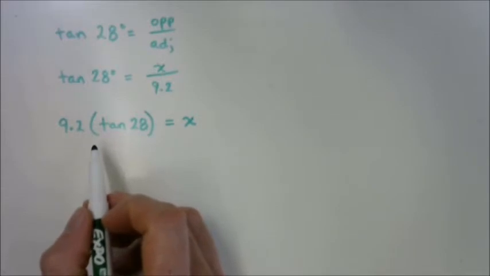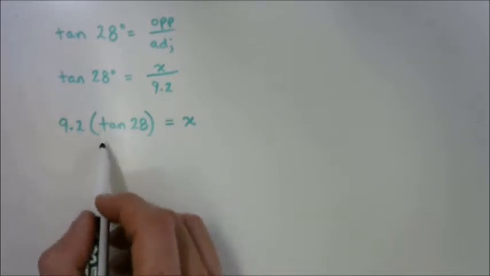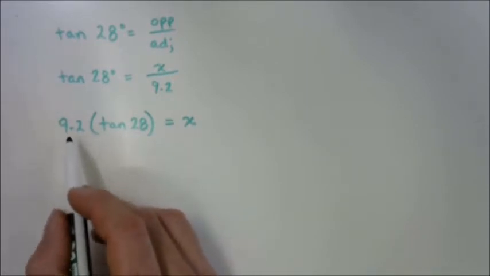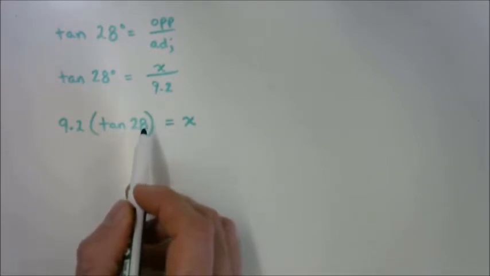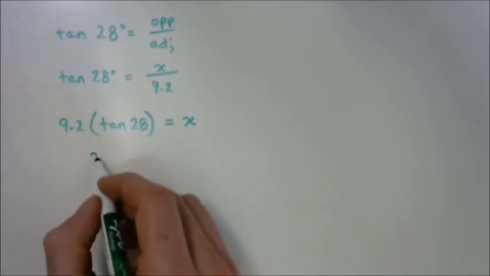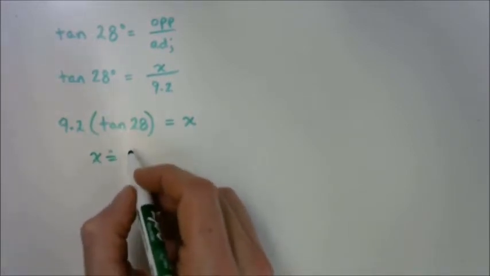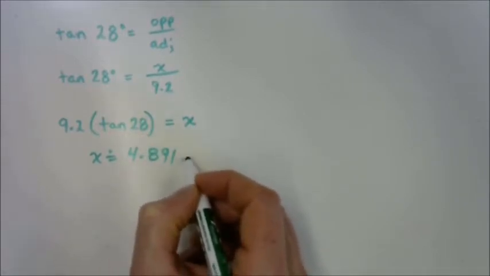Now this you can just punch in your calculator. There's a couple different ways to do it. Okay? I would start, because multiplication is commutative, you can do this in whatever order you want. I would hit tan of 28, hit enter. And then times 9.2. If you've done it correctly, you should get 4.891 yada yada yada.